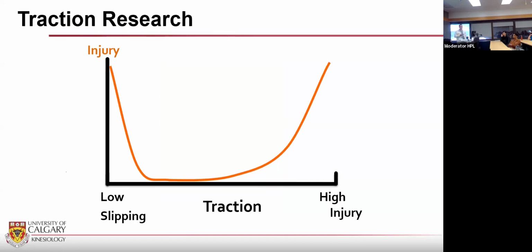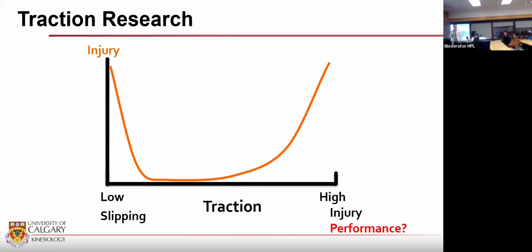What this allows us to do is create a theoretical injury traction curve. At very low tractions, we have a high risk of injury because the athletes don't have enough traction. They're going to slip, they're going to fall, they could become injured. As we increase this traction, we decrease the injury risk. But as we further increase the traction, injury risk again starts to increase due to those increases in the lower extremity joint loads.